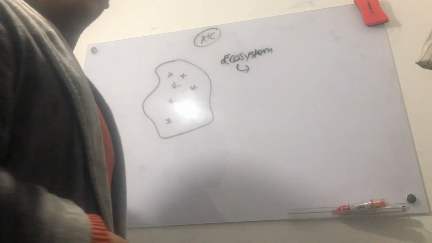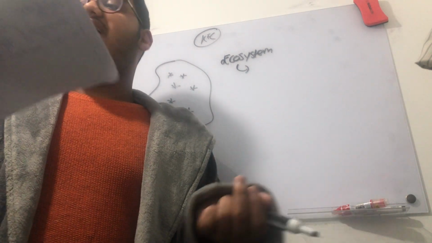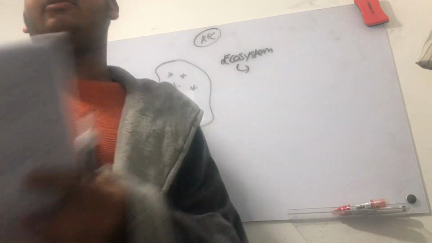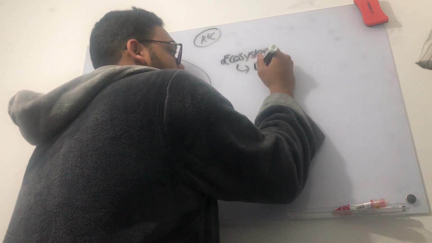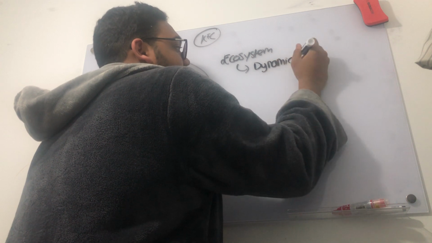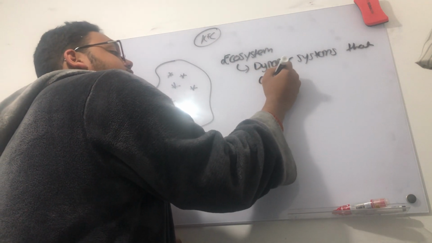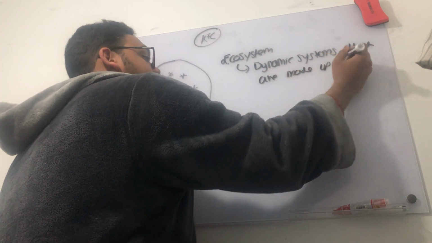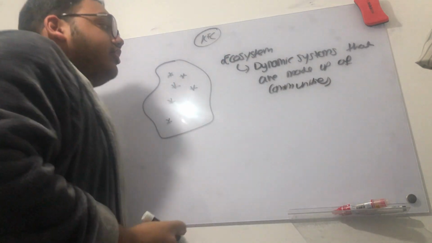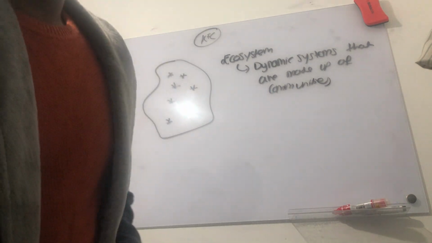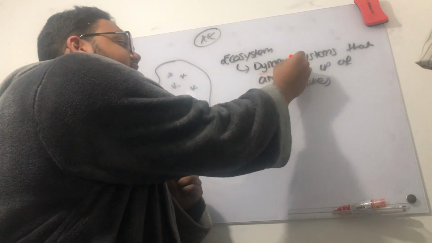Well, an ecosystem, I'm going to get my notes out. Ecosystems are defined as the dynamic systems that are made up of communities. Let's just write it down and I'll explain in a bit. Dynamic systems that are made up of communities. So let's break that down. Dynamic effectively refers to changing.